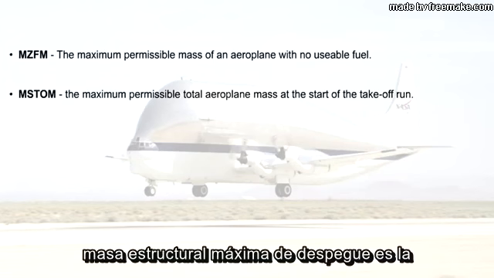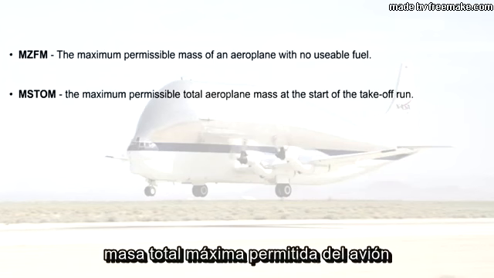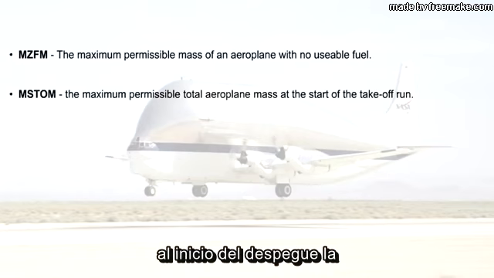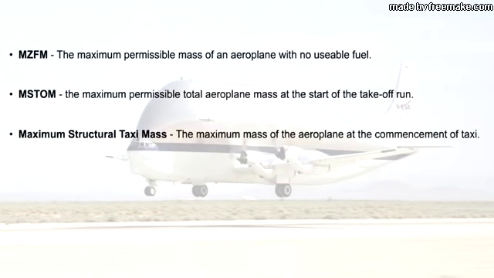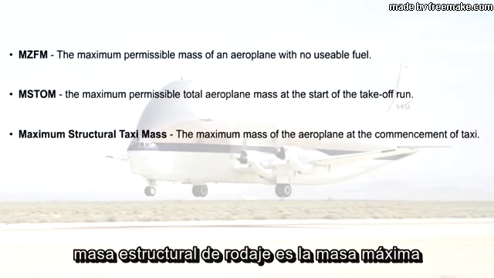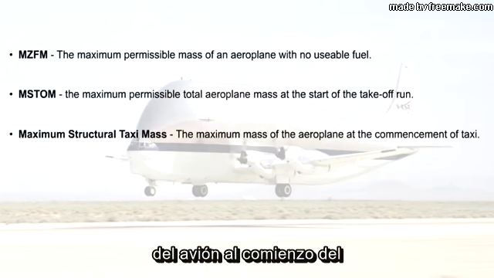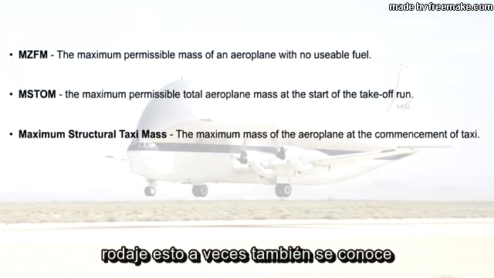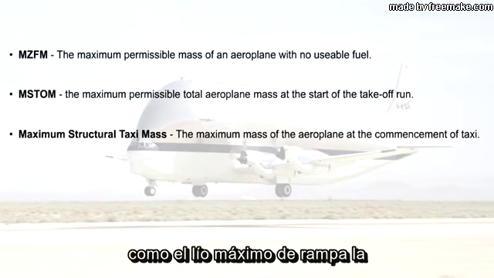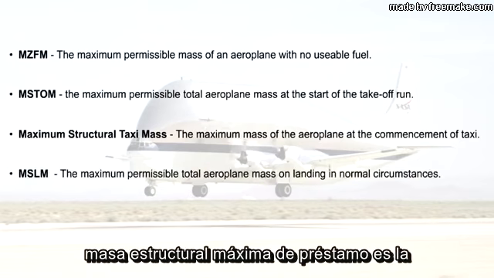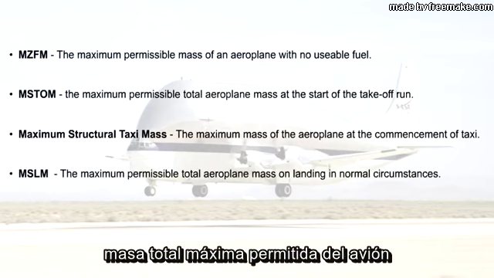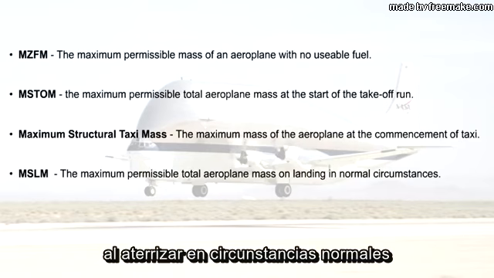Maximum structural takeoff mass is the maximum permissible total airplane mass at the start of the takeoff run. Maximum structural taxi mass is the maximum mass of the airplane at the commencement of taxi. This is sometimes also referred to as the maximum ramp mass. Maximum structural landing mass is the maximum permissible total airplane mass on landing in normal circumstances.